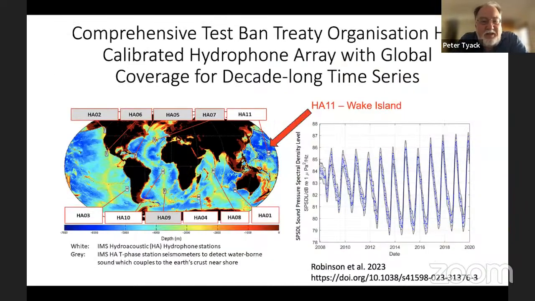To give an example of some of the benefits of decadal plus time series, I mentioned the CTBTO calibrated hydrophone array. On the left are the locations of the 11 sensors. The white ones are hydrophones. The bottom ones measure acceleration on the sea floor. And data from Wake Island, which is on the right of the world map, HA11, is presented on the right side of this figure, and it shows an increasing annual fluctuation in the intensity of sound pressure measurements in a low frequency band over the period from 2008 to 2020. So something interesting is going on in this site that's leading to significant annual changes in the sound pressure.